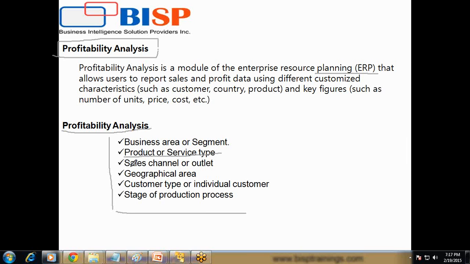In addition to this, what are the different channels? I may have different sales channels. Maybe I'm selling my product over online stores. I have an online store, whereas I have a physical outlet, and I want to know which is more profitable to me. It may be possible a physical outlet is making more sales, but it is not profitable, right? We also like to see what geographical area is more profitable to me, what customer segment, what stage of the production process is more profitable to me.